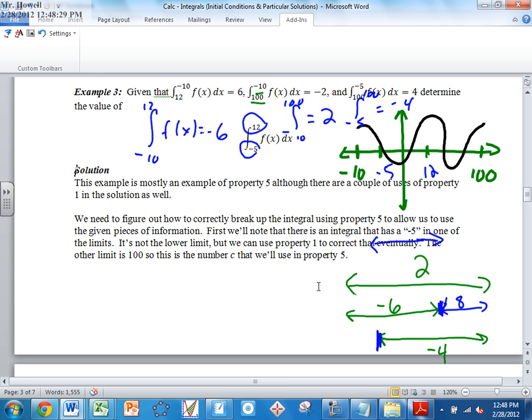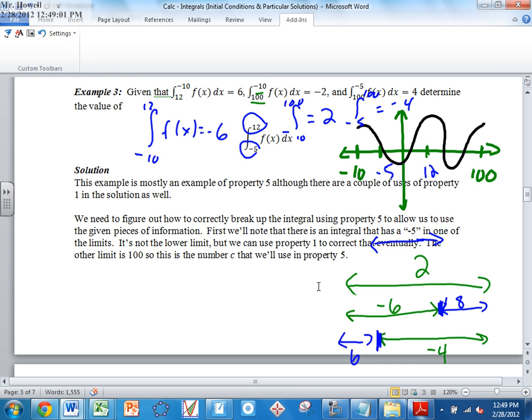If this is negative 4, though, what is this area? What must this area be? What is it? 6. That must really be 6, right? So, if I know this is 6, and this is 6 minus the 4 gives me the total of 2, again, the whole area of the whole segment is 2. This is negative 4. To cancel out that negative 4 and give me 2 more, it means 6. So I know that this piece is 6 and this piece is 8.